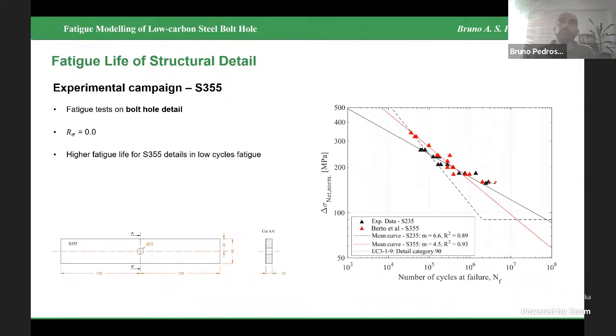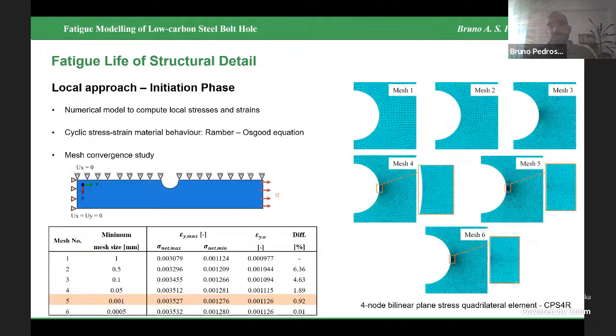In what concerns fatigue experimental data from S355, results were extracted from Berto et al. Specimens are very similar to those used for S235, and the comparison observed in the graphic shows a similar behavior. However, for lower stress or low cycle fatigue region, the fatigue strength of S355 is higher.